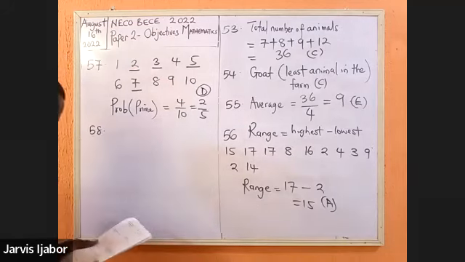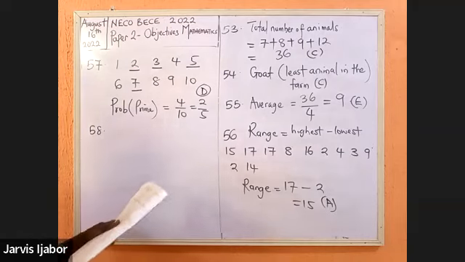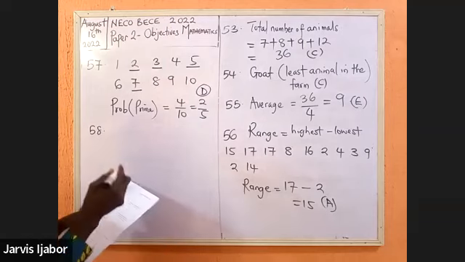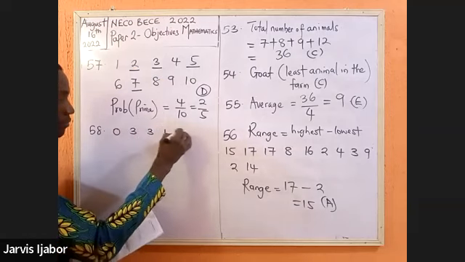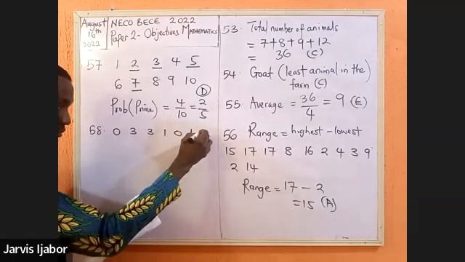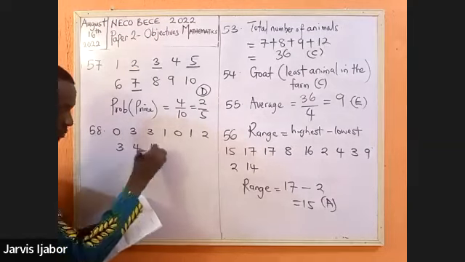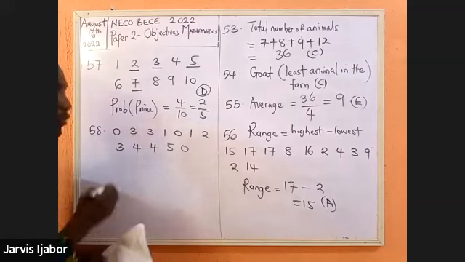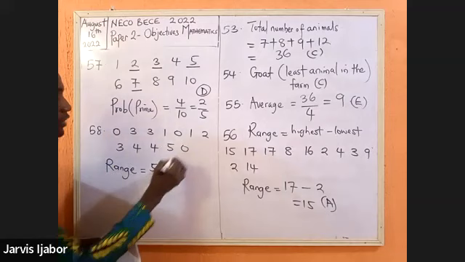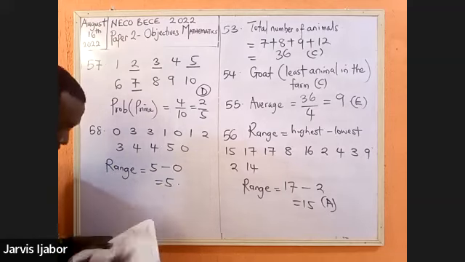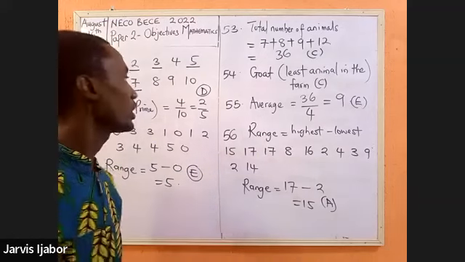In question 58, we are told to find the range of the following set of numbers. So I'll write them on the board. Remember we said that range is simply highest minus lowest. The highest number here is 5, the lowest is 0, and that will be 5. So that will be E. The answer to that question will be E.